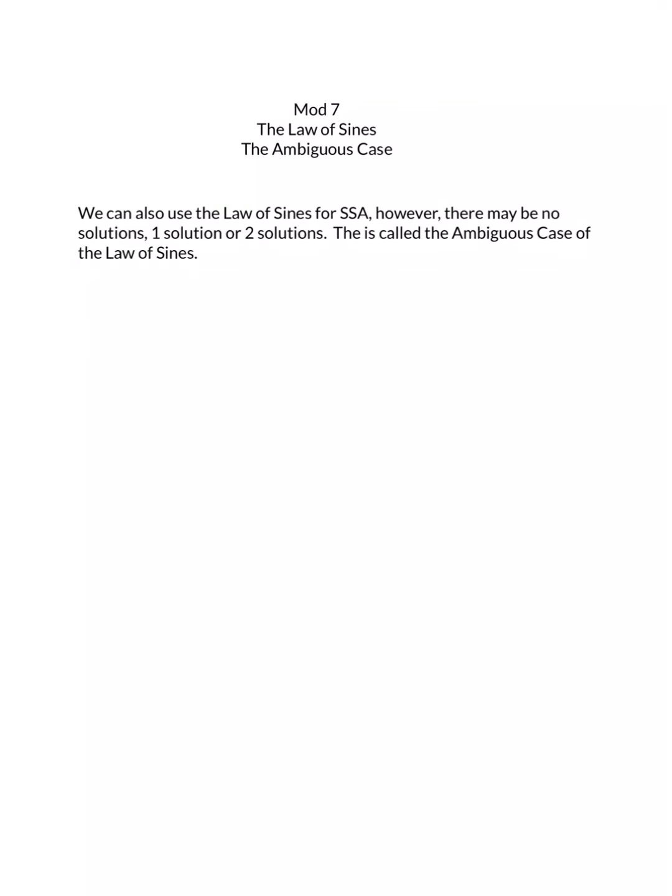In the second part of Mod 7, we're going to look at the ambiguous case for the law of sines. We can use the law of sines for side-side-angle when you know two sides and then an angle. However, there may be no solutions, one solution, or two solutions. Because we don't always know how many solutions there are going to be when we are doing side-side-angle, this is called the ambiguous case for the law of sines.